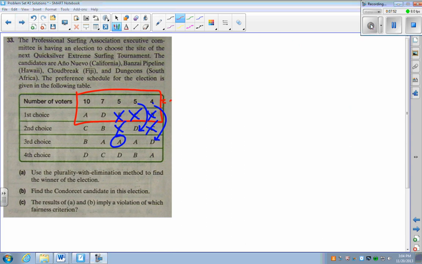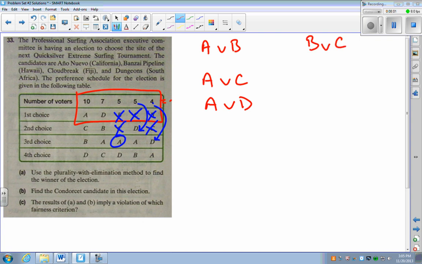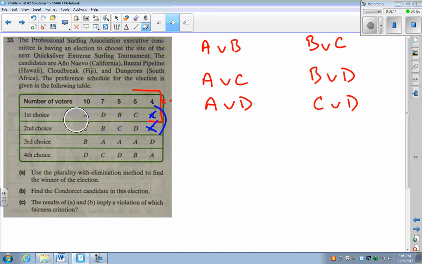The Condorcets are head-to-head. So we're going to list out all the matchups that we can have. That's a D there on the end. All we care about are those people, though. So I'm not going to go ahead and do all these. I'll just show you guys how to do 1 or 2 of them. So if we're doing A versus B, this is all we care about, A's and B's.